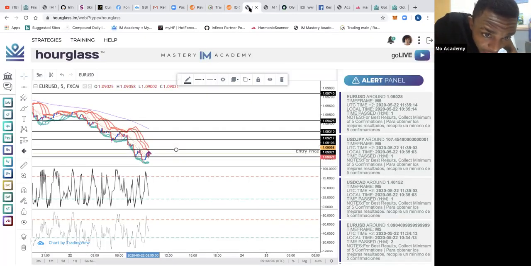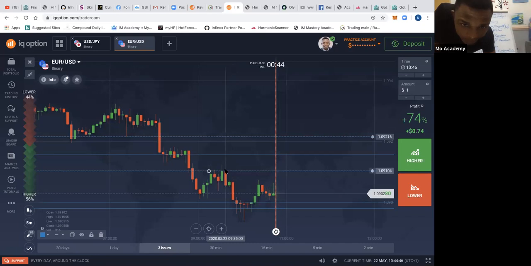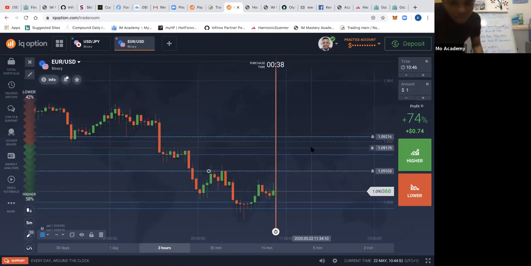So I'm using the body of the candle. Should we use the wick? I'm seeing it clearer here. Okay. It rejected, opened and sold. So let's use that. 103. All right, sell at 103.